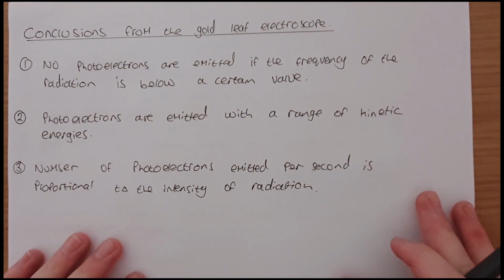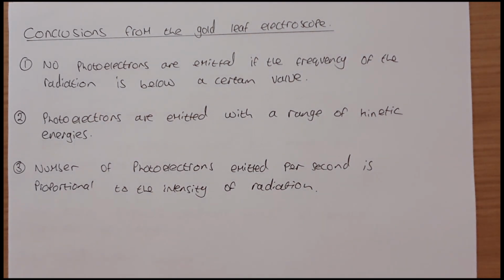Now, this experiment uses a gold leaf electroscope, so we can charge up our gold leaf electroscope. Now, there are three conclusions that come from this. You don't need to know the experiment. The first conclusion is no photoelectrons are emitted if the frequency of radiation is below a certain value. That certain value is the threshold frequency. Anything below this frequency, there's no photoelectrons emitted.